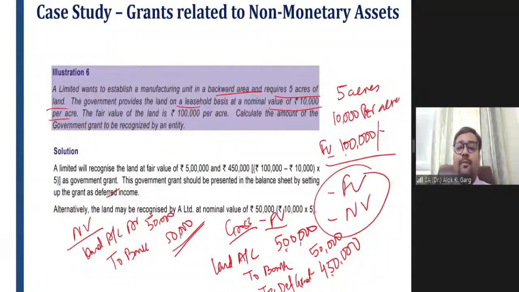Shraddha is asking, sir, in the nominal value method, on 50,000 is depreciation charged? Shraddha, since it is land, no. But if it is leasehold land, then of course this land has to be shown as a right to use asset, and the depreciation has to be charged over the leasehold life. You're right, Pulkit. Is it clear, Shraddha?